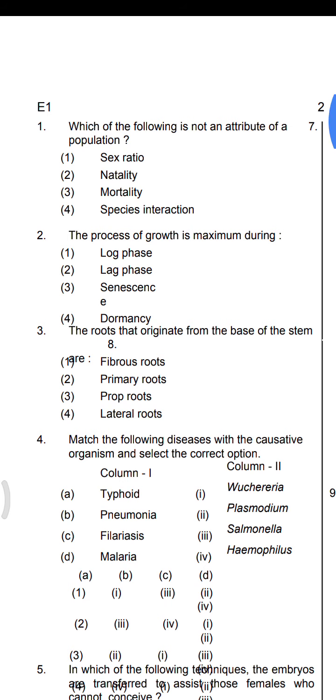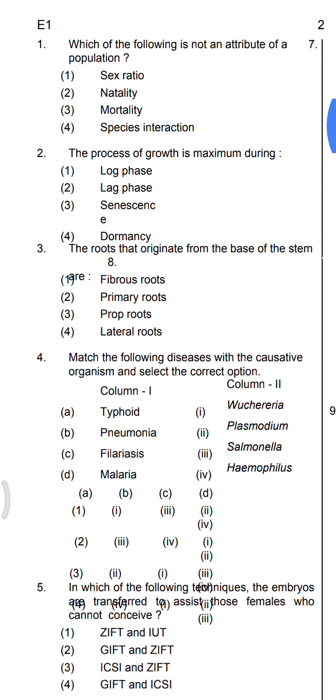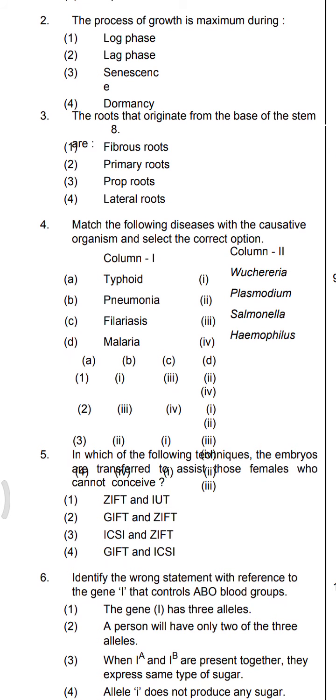Third question. The roots that originate from the base of stem are 1. Fibrous roots. 2. Primary roots. 3. Prop roots. 4. Lateral roots. The fourth question: match the following disease with the causative organism and select the correct option. Here we have column 1 and column 2. So we need to answer the question as per the options and as per the direction.